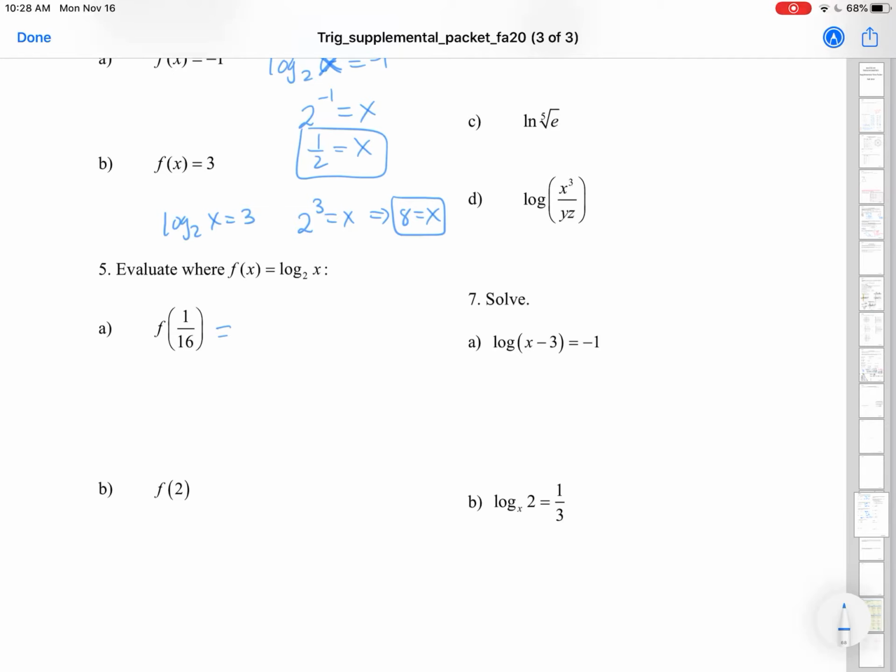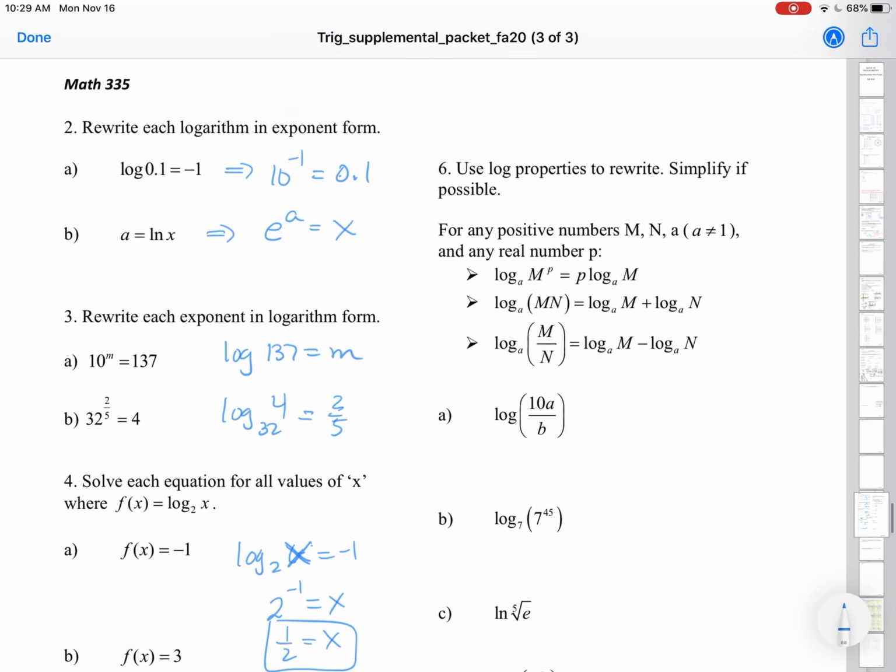So f of 1/16 is log base 2 of 1/16. So we just have to ask ourselves, what power do we need to raise 2 to in order to get 1/16? Well, hopefully you remember to get a fraction from a number like 2, I'm going to have a negative power to flip it. And the fourth power gets me the 16. So 2 to the fourth is 16. The negative will flip it. If we look at log base 2 of 2 and ask what power do we need to raise 2 to in order to get 2, the obvious answer is 1. And so, again, really quick if we know logs.